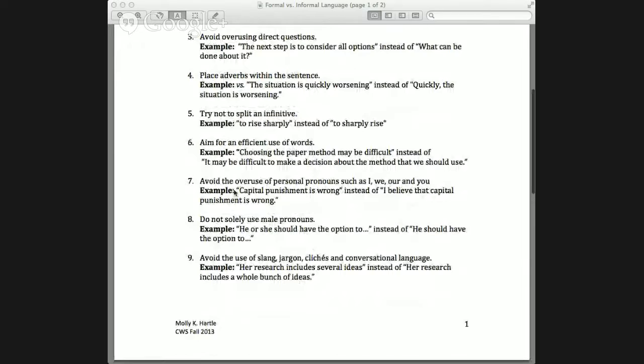Here's one that gets a ton of exceptions, but I guess the general convention, number 7, is to avoid the overuse of personal pronouns such as I, we, our, and you. So we already covered speaking directly to the audience and saying to avoid you earlier. But the personal pronouns, I, we, our, make your writing necessarily personal.